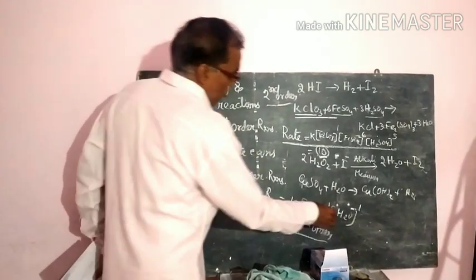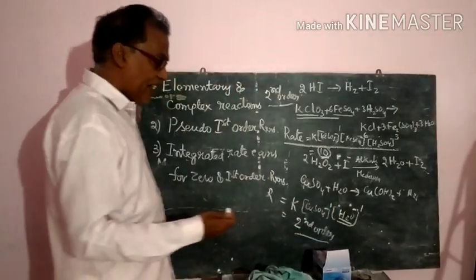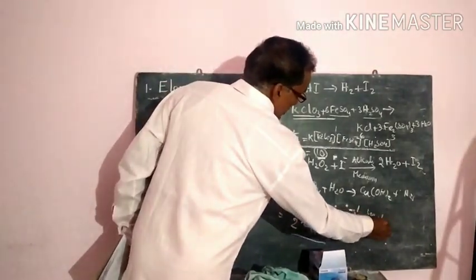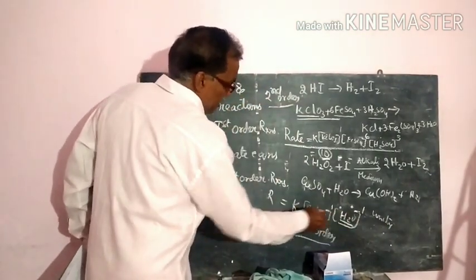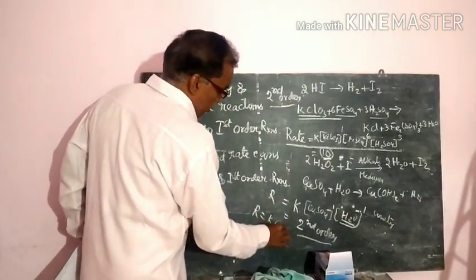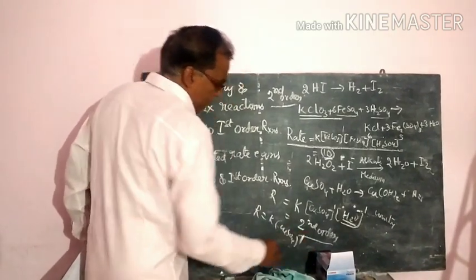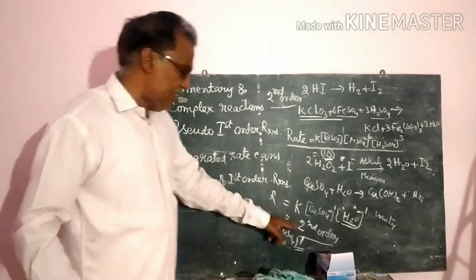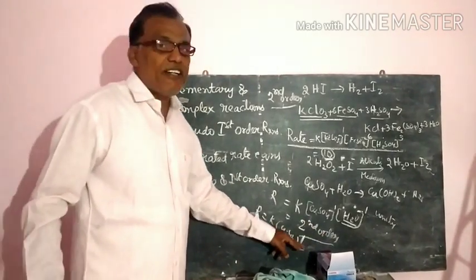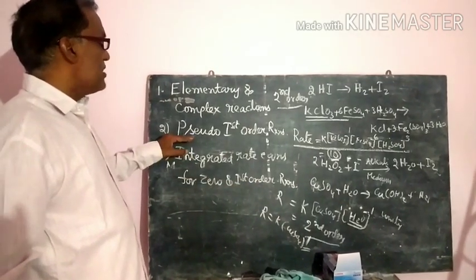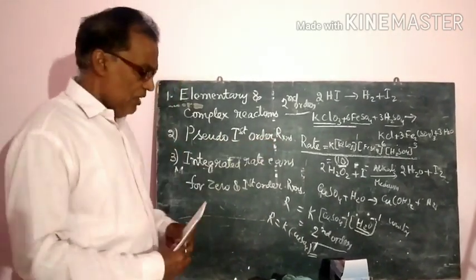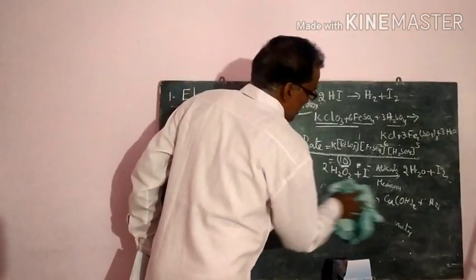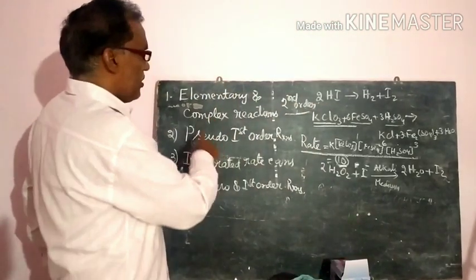How, sir? Generally, if water is in excess, then we take its concentration as unity, that is 1. So rate = k [copper sulfate], only raised to power 1. So its order is a first order reaction. Actually second order, but experimentally it shows first order. This type of reaction we call a pseudo first order reaction. So these are some examples of pseudo first order reactions, and again elementary and complex reactions.